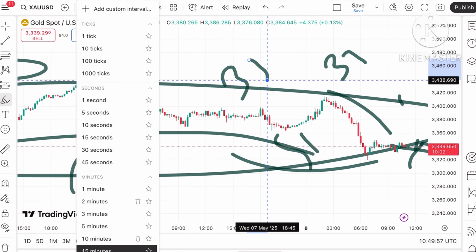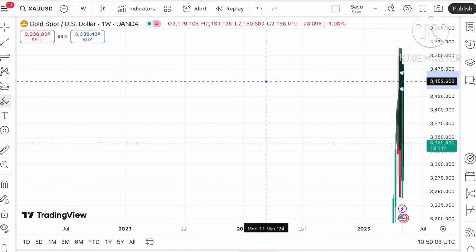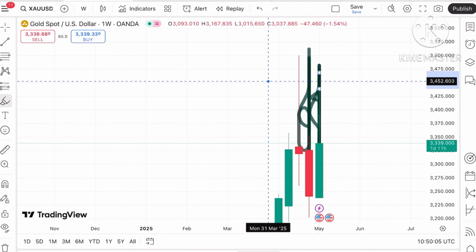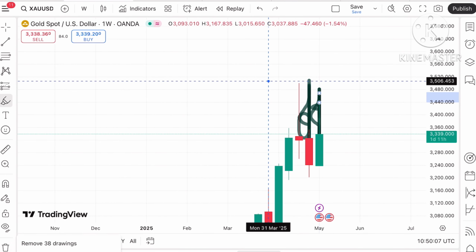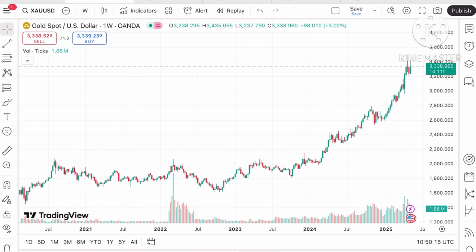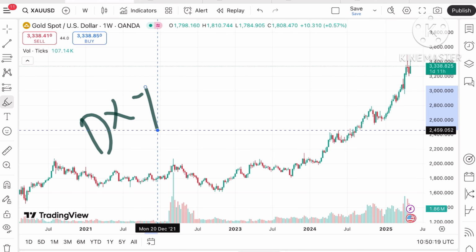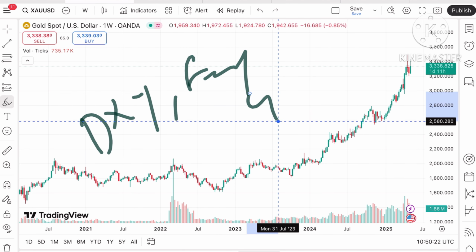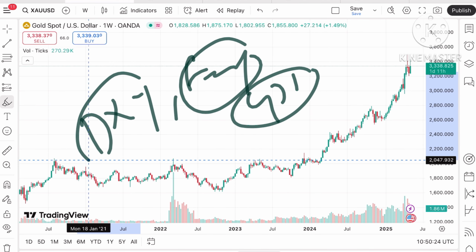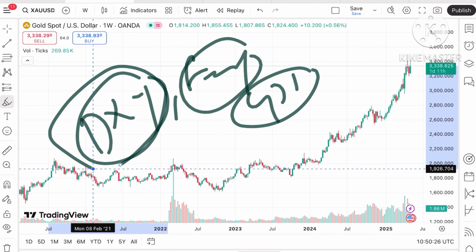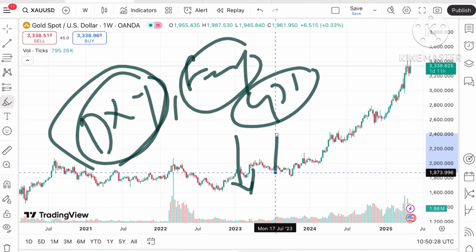Let's see how the dollar index is moving on a weekly chart. Now let's see how gold is moving on a weekly chart. The gold price depends on a lot of factors. One of the factors is the dollar index. The Fed interest rate, CPI data, PPI data and other factors are also responsible. Let's see how the dollar index is moving, because they are inversely related to each other.